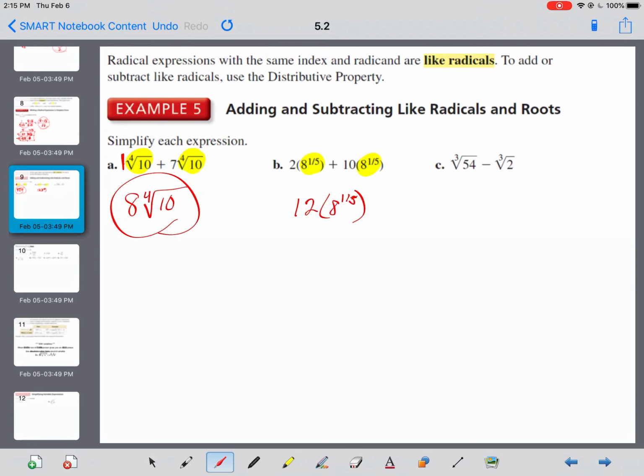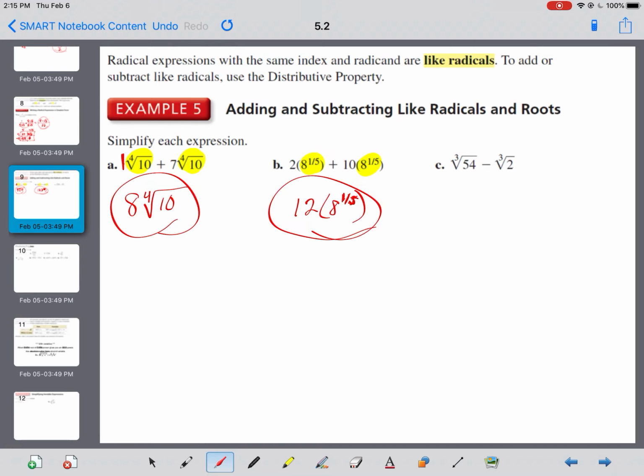Think of parentheses as a whole thing. The number multiplying in front is how many you have. You cannot multiply the 12 times the 8. You can't multiply the 2 times the 8. You can't multiply the 10 times the 8 because they don't have the 1/5 on them. The exponent has to come first. So that's as simple as it gets.